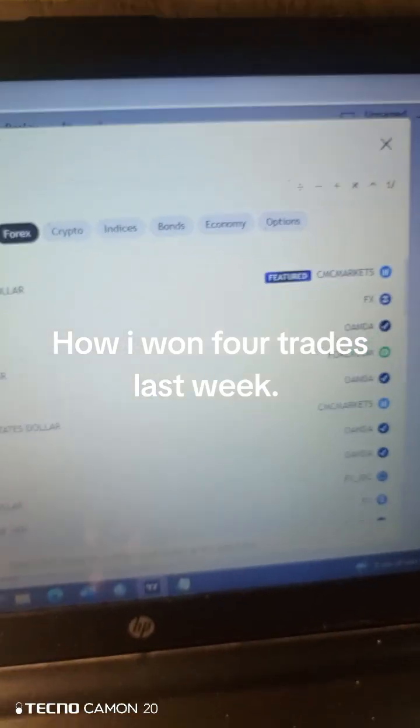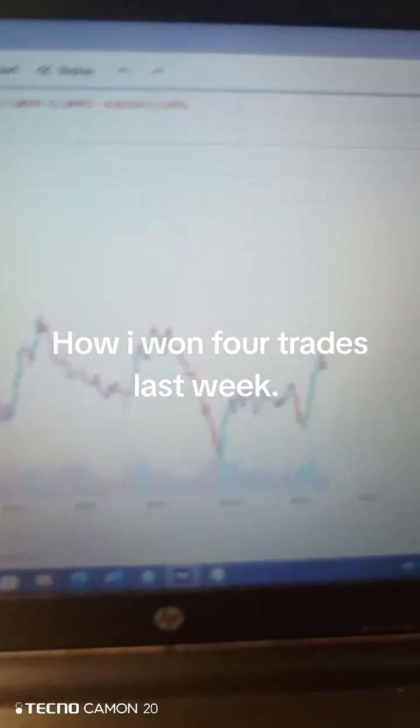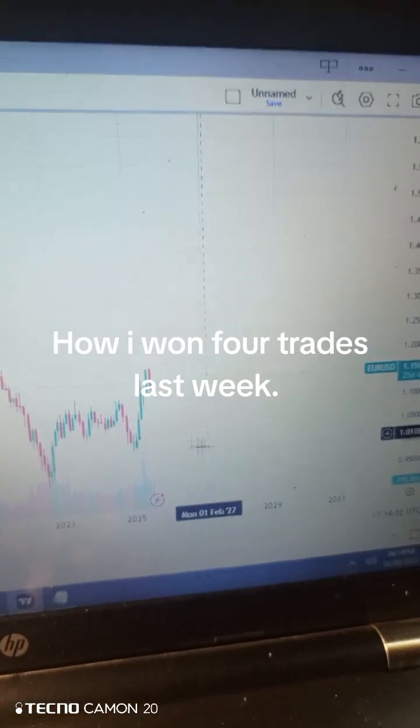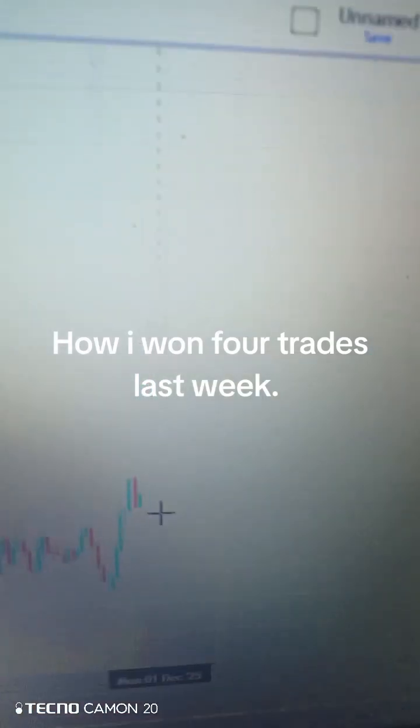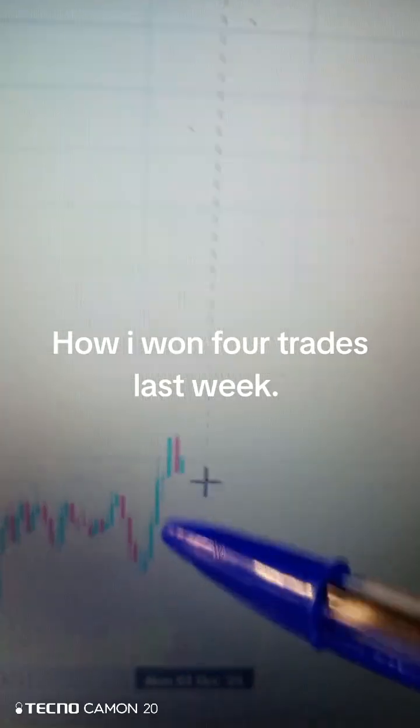Euro USD. That's euro against the dollar. Now this is what happened here. I think this is my monthly time frame. Yeah, look at it. I've seen it. So this is another pattern here.